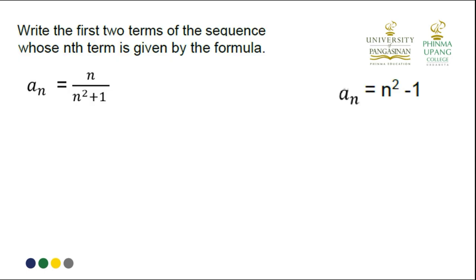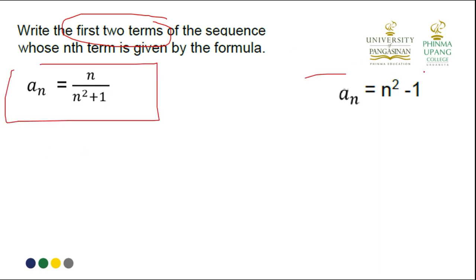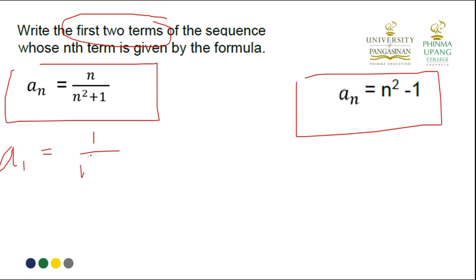Next. Write the first two terms of the sequence whose nth term is given by the formula. So, kukunin daw natin yung first two terms niya. So, since this is a sub n is equal to n, kunin niya yung first two terms ng formula natin. So, kunin natin a sub 1 is equal to 1 all over 1 squared plus 1.